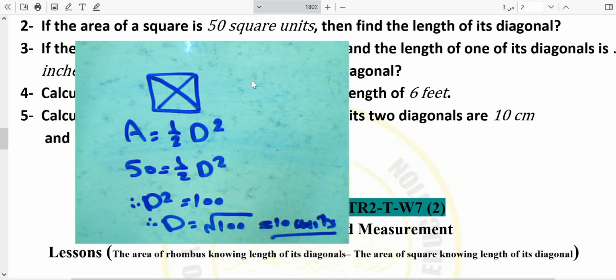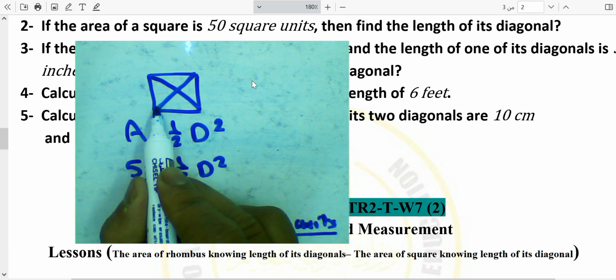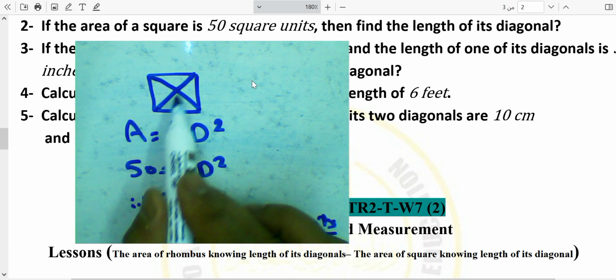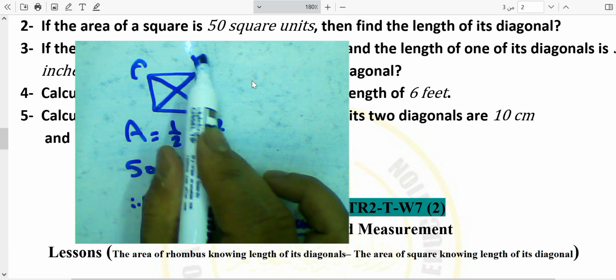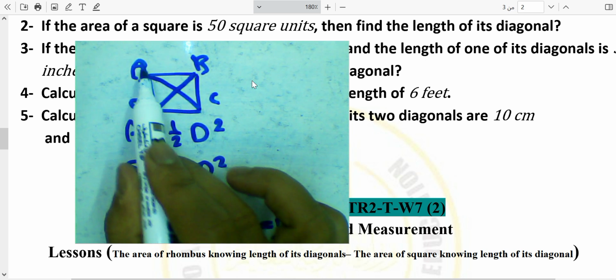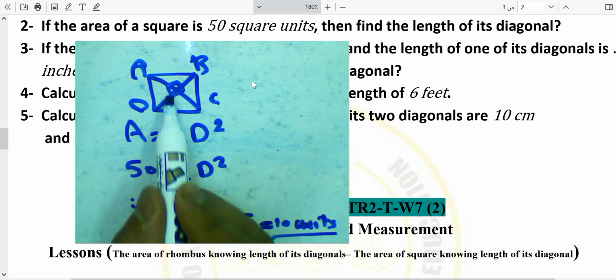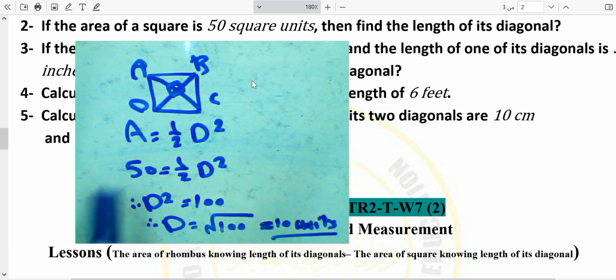Okay, then the length of the diagonal, you call this a diagonal. What's the meaning of diagonal? A diagonal is the line segment joining two opposite angles, A, B, C, D. AC is a diagonal and BD is a diagonal. The two diagonals in a square are perpendicular and equal in length. Then the length of the diagonal will be 10 units.